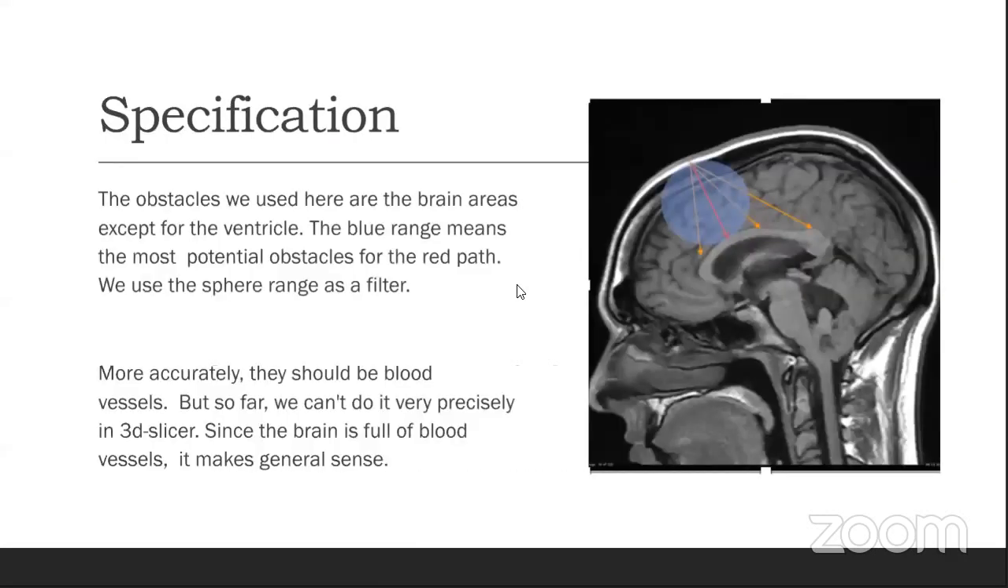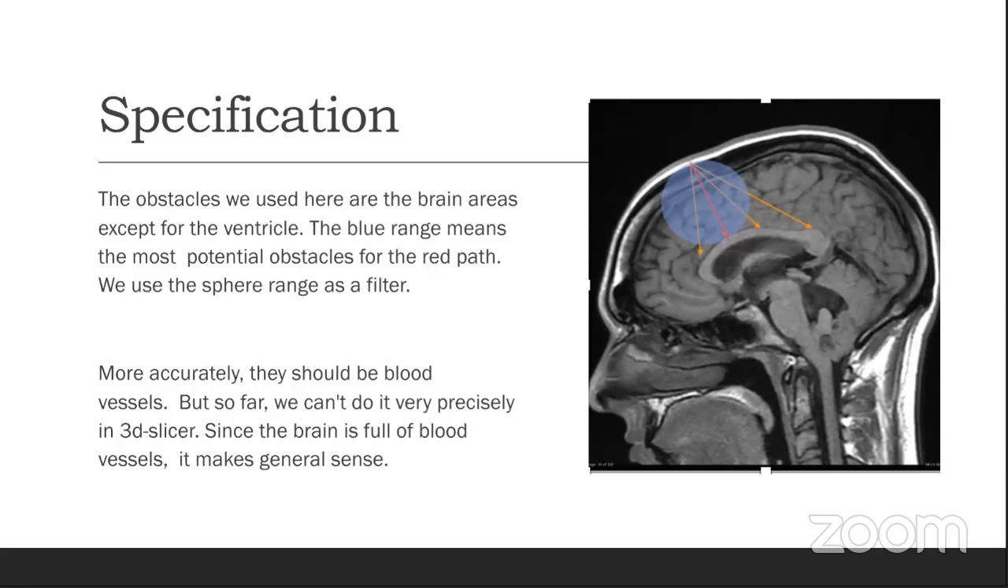Next slide, please. Here comes the specification. As we can see, the obstacles we use are the brain areas except for the ventricle. The blue range marks the most potential obstacles for the right path. In surgery, we start from the skull point and go directly to the ventricle, so we will not touch other areas in the brain, such as the back tissue in the head. So we don't need to consider all of the points in the brain, and we use this range as a filter to select the most potential obstacles.